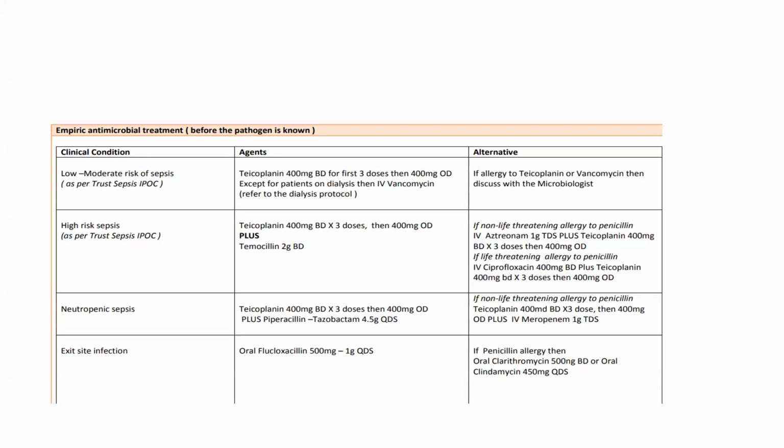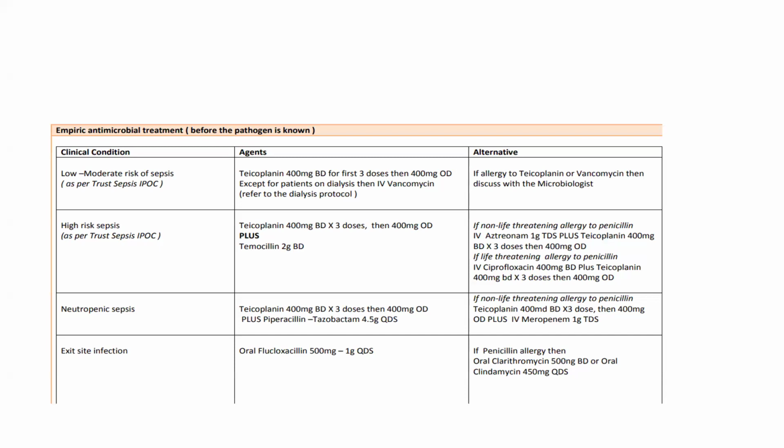If there is a non-life-threatening allergy to penicillin, or a non-life-threatening infection, and there is an allergy to penicillin, then we can start with IV aztreonam 1 gram TDS plus teicoplanin 400 mg BD for 3 doses. If there is a life-threatening allergy to penicillin, then IV ciprofloxacin 400 mg BD plus teicoplanin 400 mg BD for 3 doses, then 400 mg OD. In case of neutropenic infection also, we can start coverage of teicoplanin plus piperacillin-tazobactam.